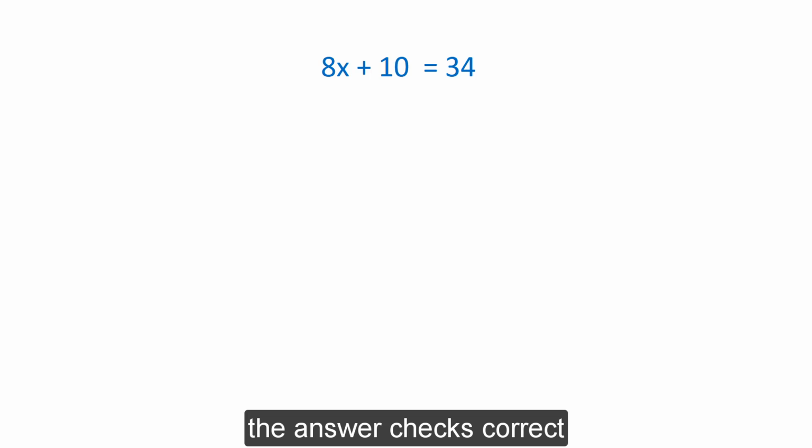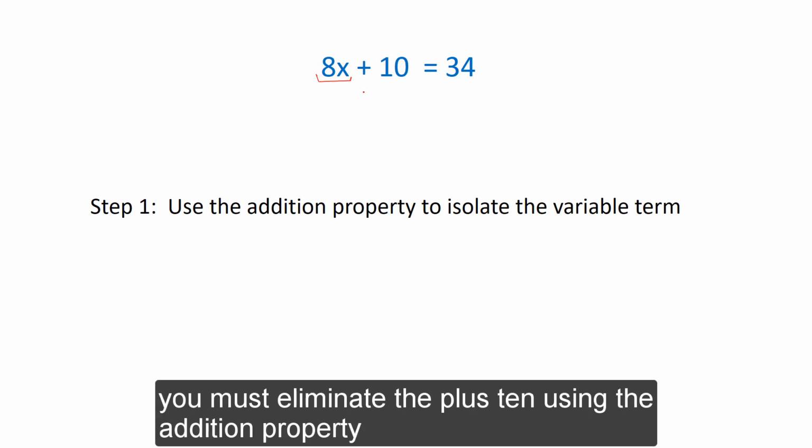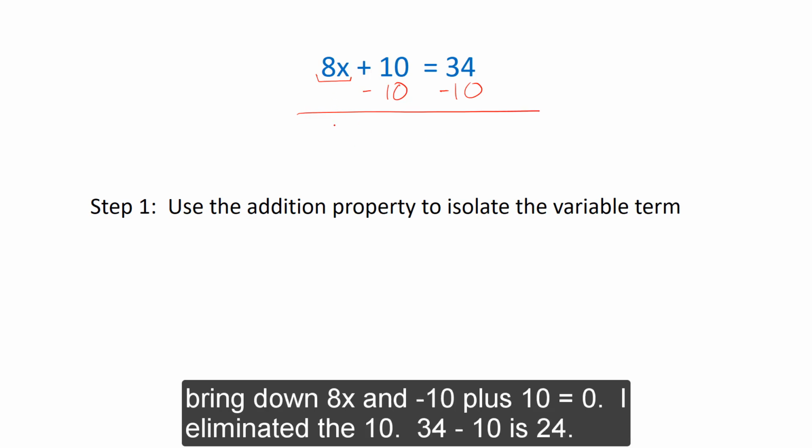One last problem. Step 1, isolate the variable term. Here's the variable term. To isolate that term, I have to eliminate the plus 10, so I'll use the addition property and the property of doing the same thing to both sides of the equation. So I'll bring down my 8x. Minus 10 plus 10 is 0, so adding 0 has no effect. So I've effectively eliminated the 10. 34 minus 10 is a positive 24.